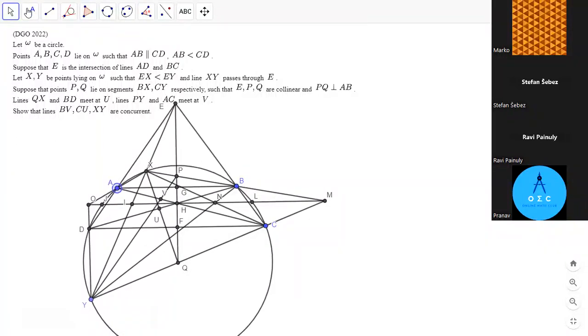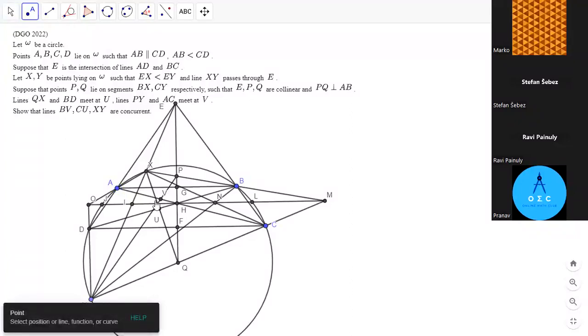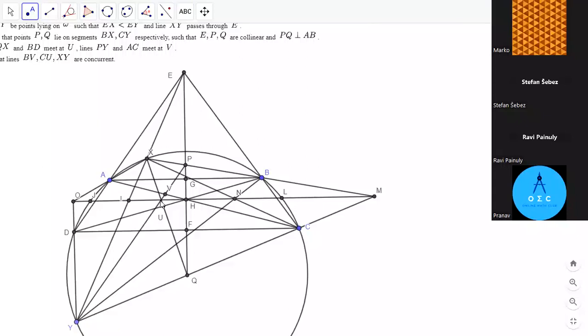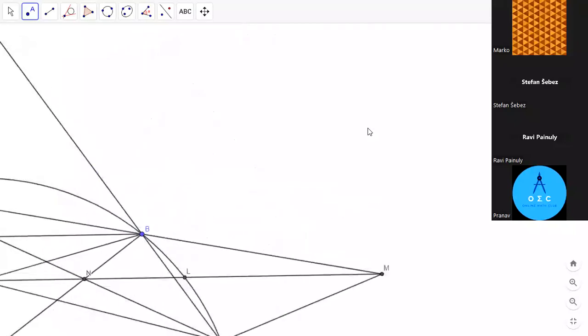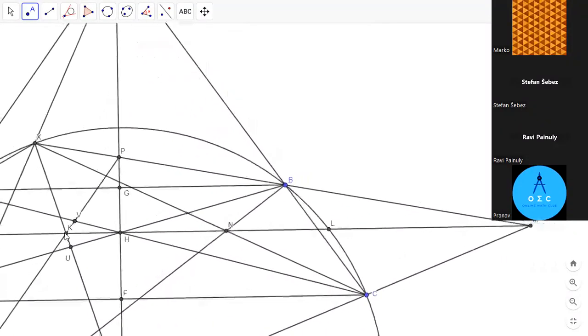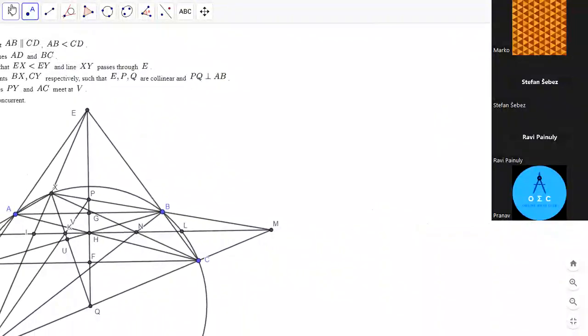Okay, let me draw this. Yeah, GeoGebra is not going to make it easy for me. I've got to zoom in more. Sorry. There we go. All right.